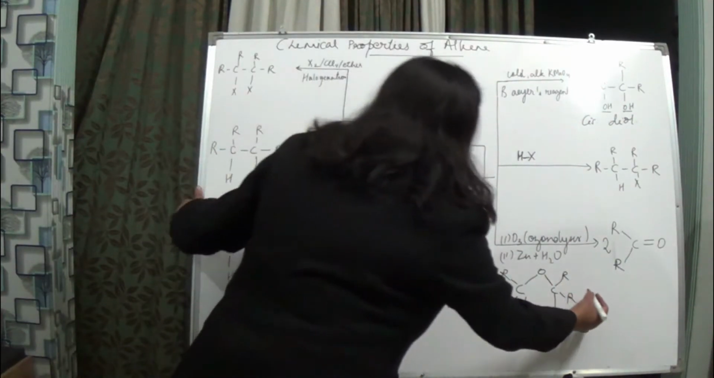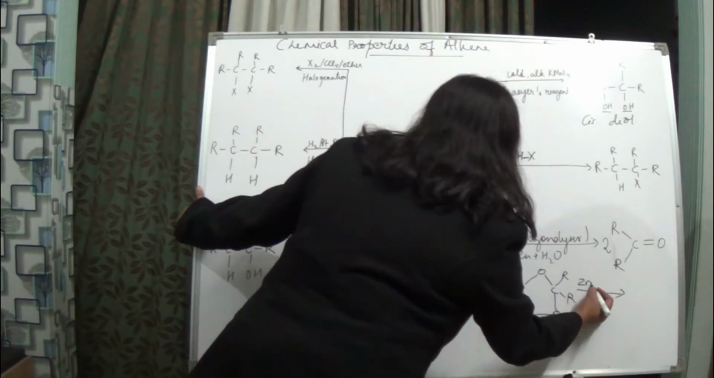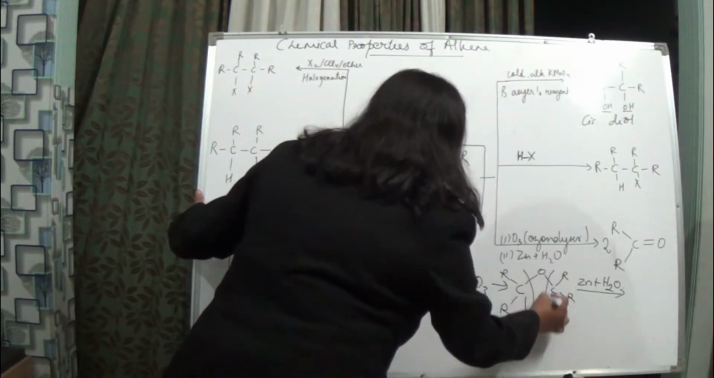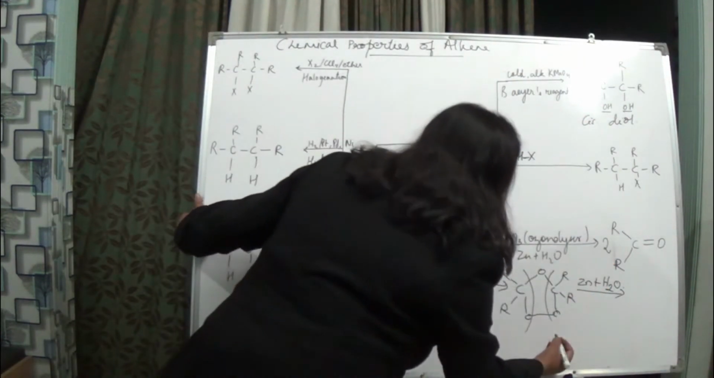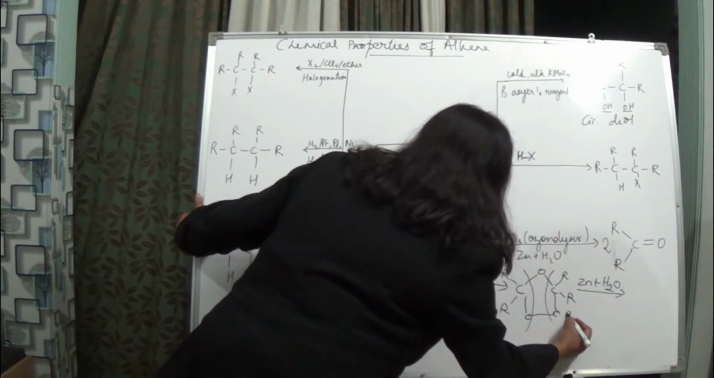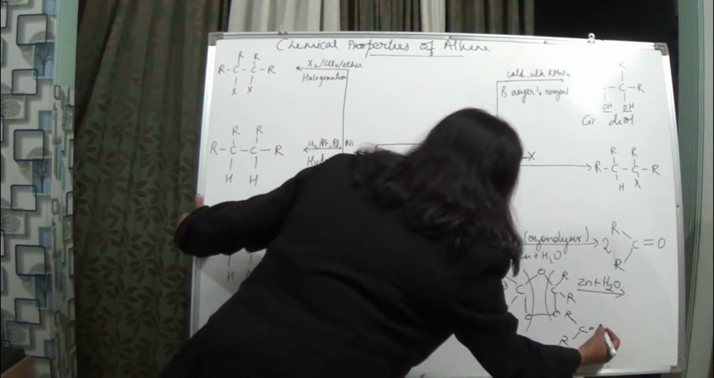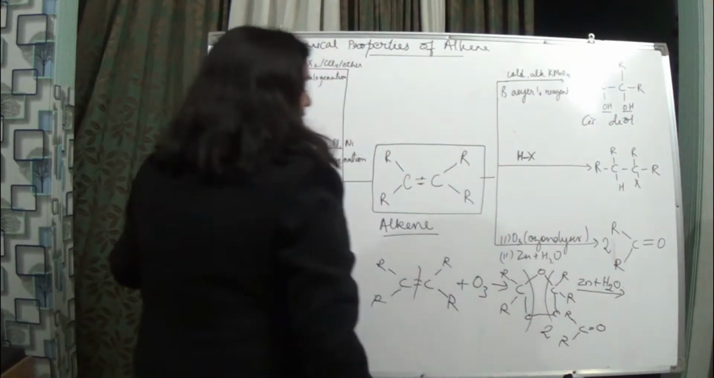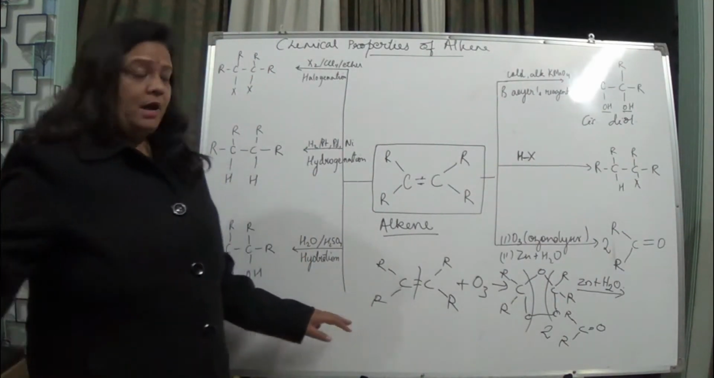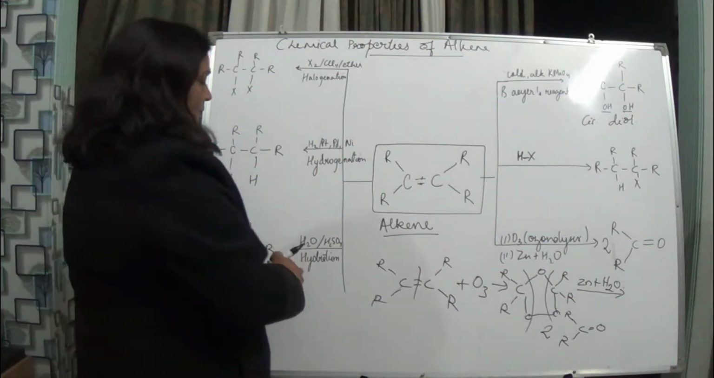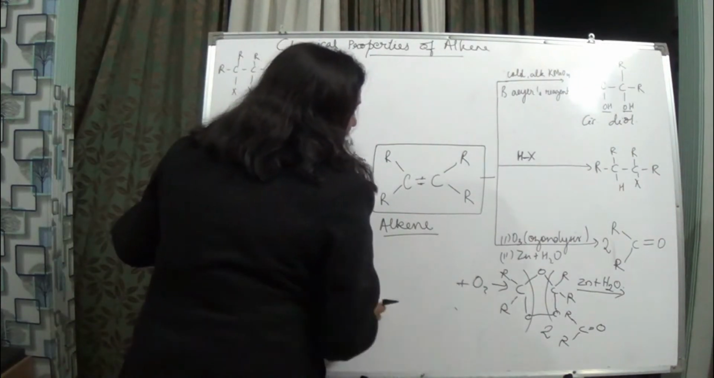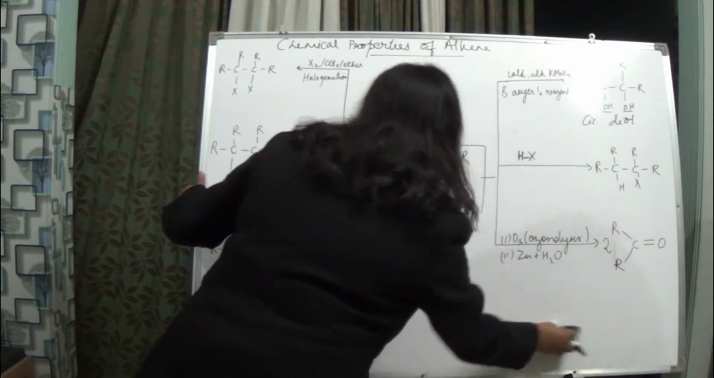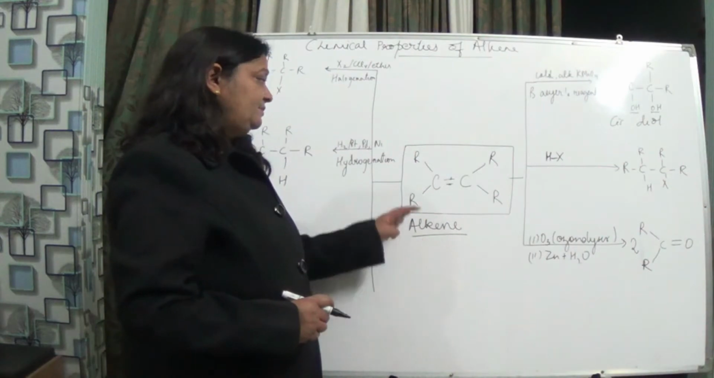And then, secondly, Zn plus H2O is added to it. So now what happens? It gets cleaved, thereby forming what? Ketone, CRR double bond O. Two molecules are formed, one from here and one from here, so two molecules of ketone will be formed. Now suppose we are taking another compound which is not symmetrical in nature. Here we have seen that there is symmetry, isn't it? So we have understood with the symmetrical alkene.